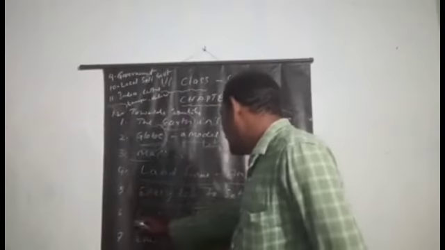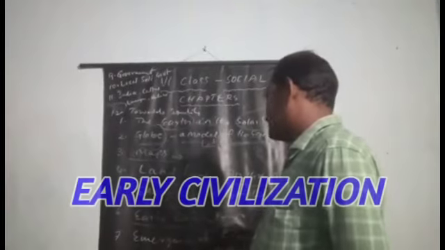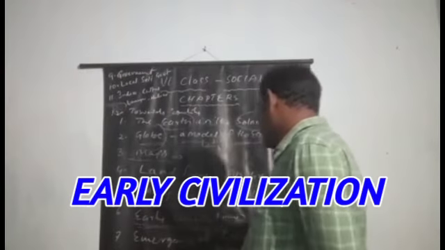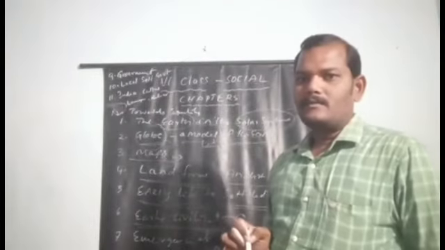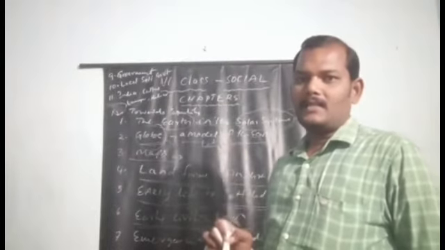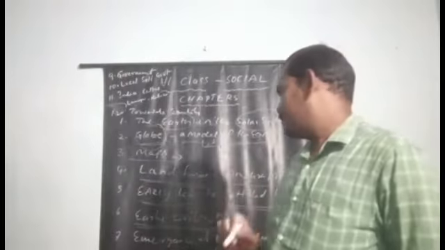And next one, the early civilizations. Some civilized people were living in our country some years back. So those we learn in this lesson. That is called the Indus civilization and the Orient civilizations, that we learn in this.